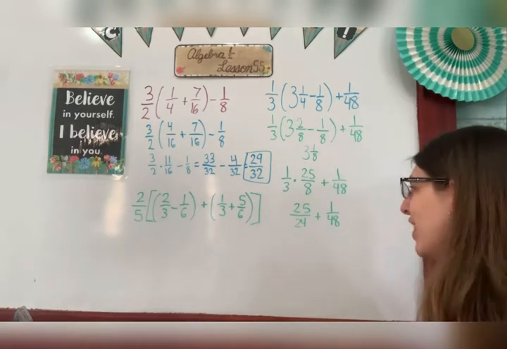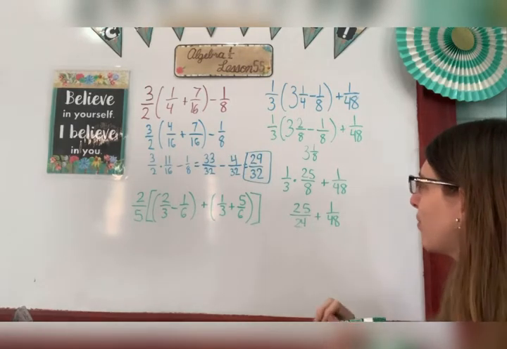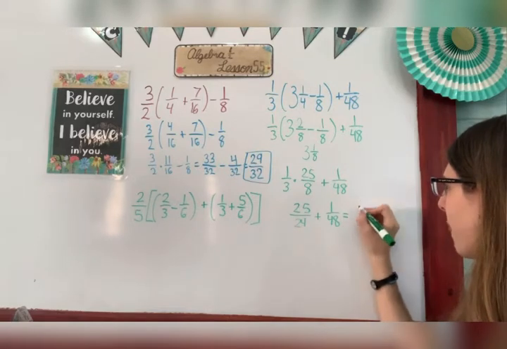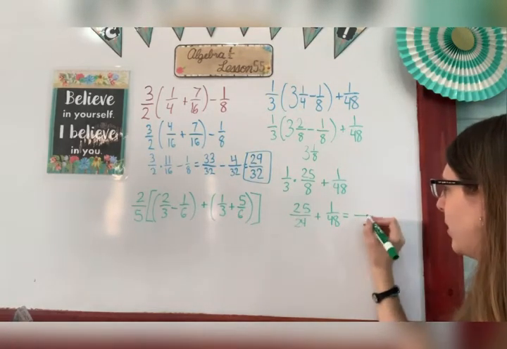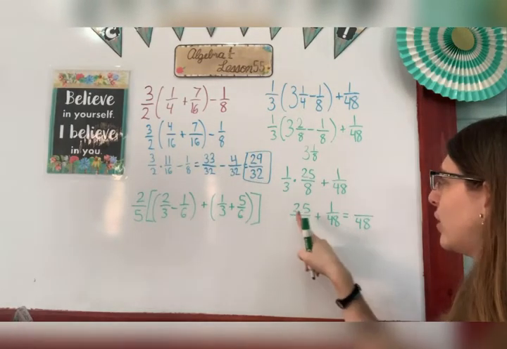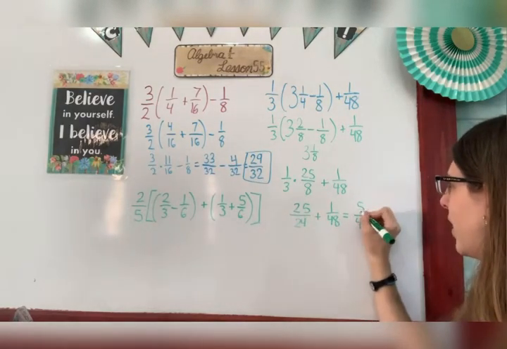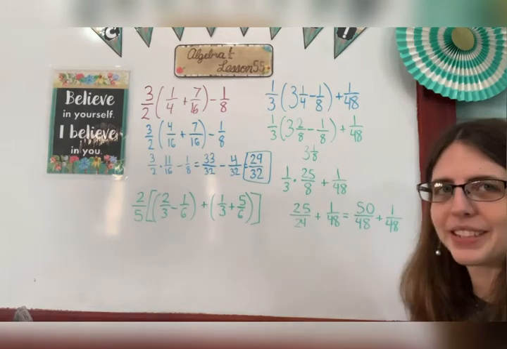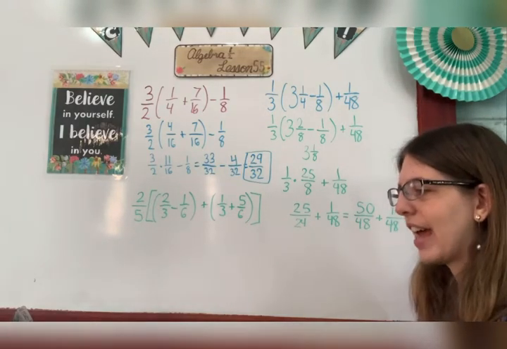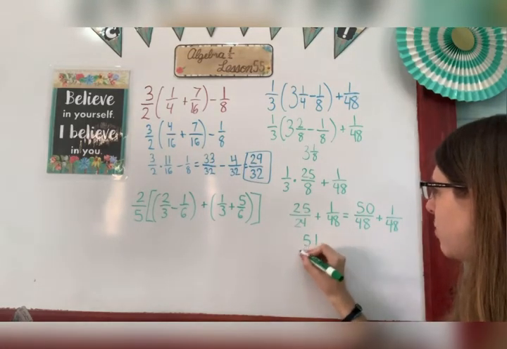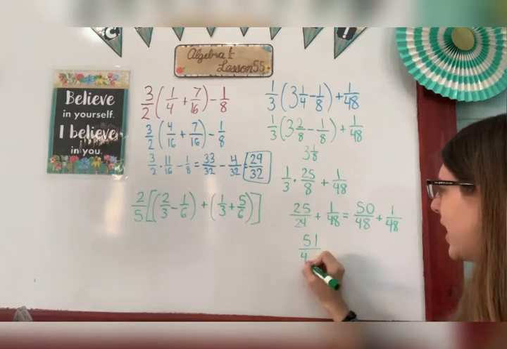It's 48, very good, because 24 times 2 equals 48. So I don't have to change my 48, but I do have to change my 24. So my new fraction becomes, well, I multiplied 24 times 2 to get to 48, so I multiply 25 times 2, that gives me 50, plus 1/48. So now I need to add them together. 50 plus 1 is 51, and my denominator stays the same.